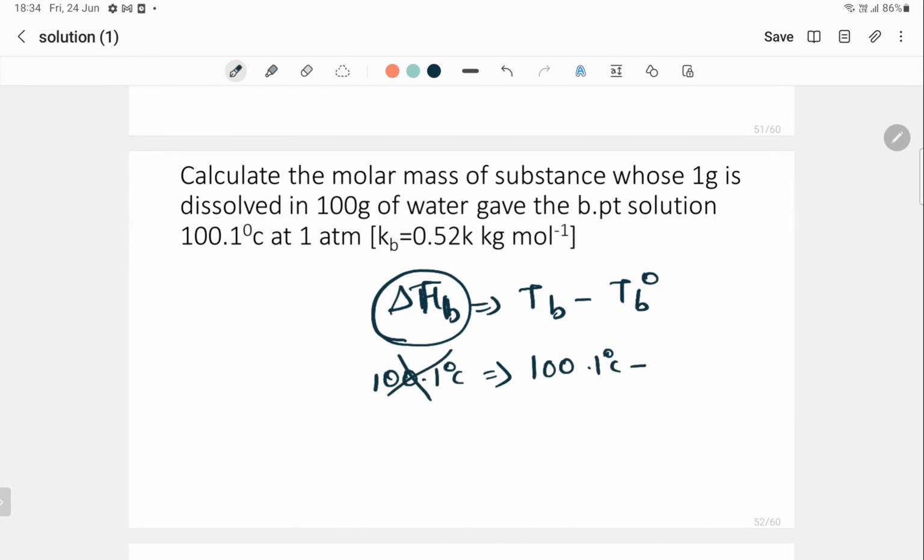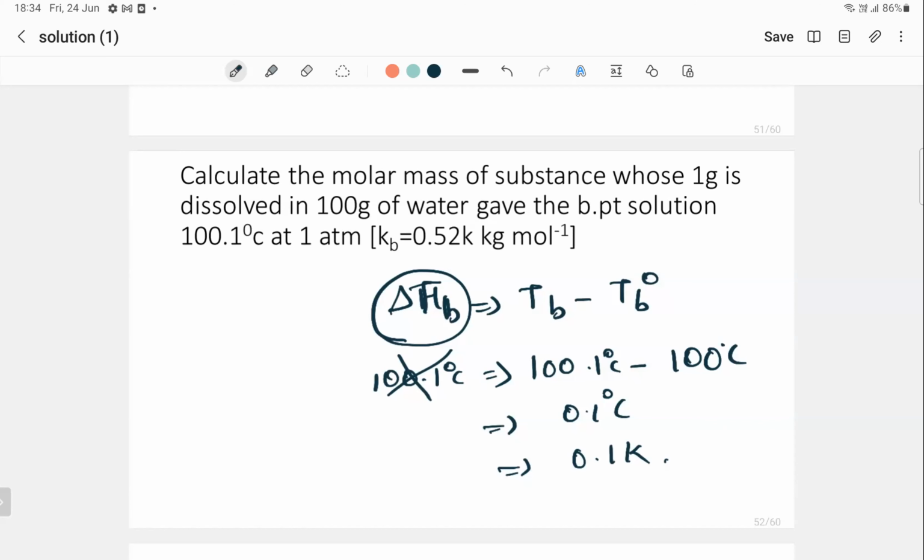What would be the maximum boiling point of water, 100 degrees Celsius? So which means 100 degrees Celsius. So it will be 0.1 degrees Celsius. If you convert it, you will get 0.1 Kelvin. See, here you add 273: 373.1 Kelvin minus 373 Kelvin is 0.1 Kelvin. So now we can do the problem.